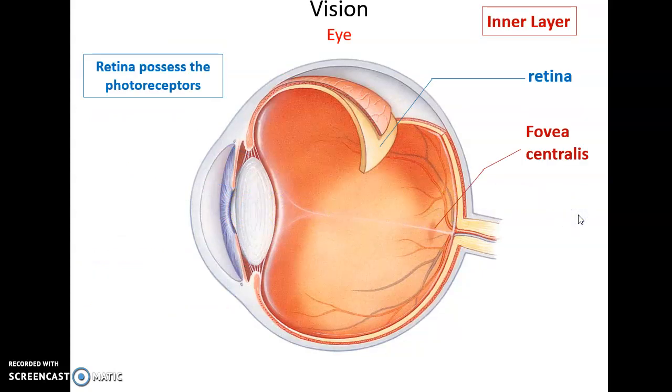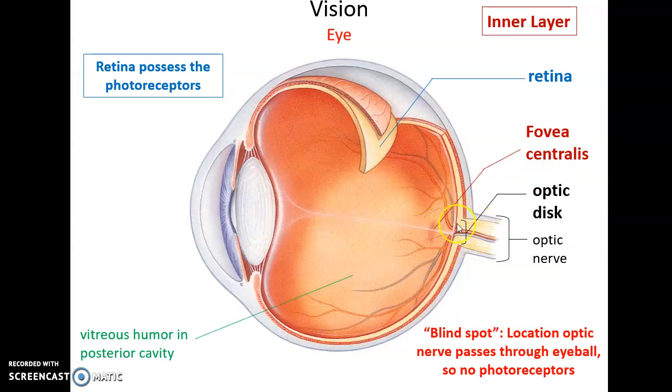The innermost layer is the retina. So most of this here is the retina. The retina is where we have the photoreceptors. It is what detects the light that is arriving into the eye. Directly across from the pupil is a darker structure called the fovea centralis. This is where we get the absolute best vision possible, and it only has cones, photoreceptor cones, within it.